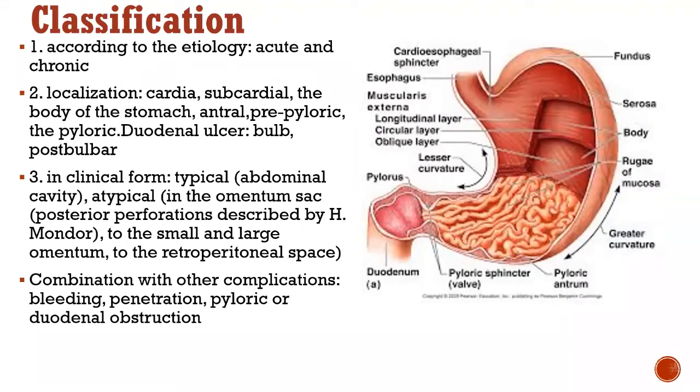Localization of perforations: cardia, subcardial, the body of the stomach, antral, prepyloric, and the pyloric, and duodenal ulcer, bulbar and postbulbar.